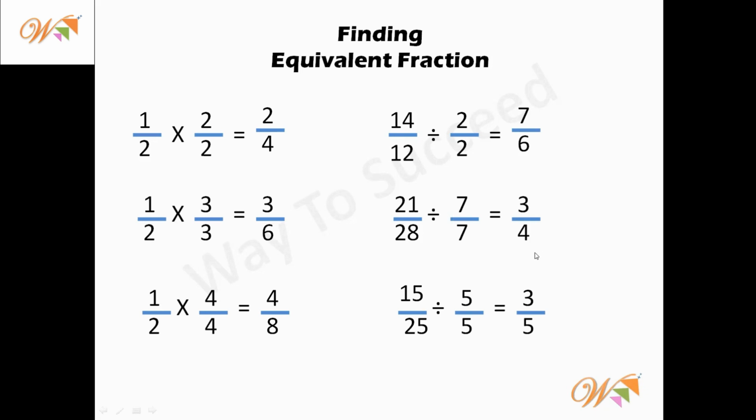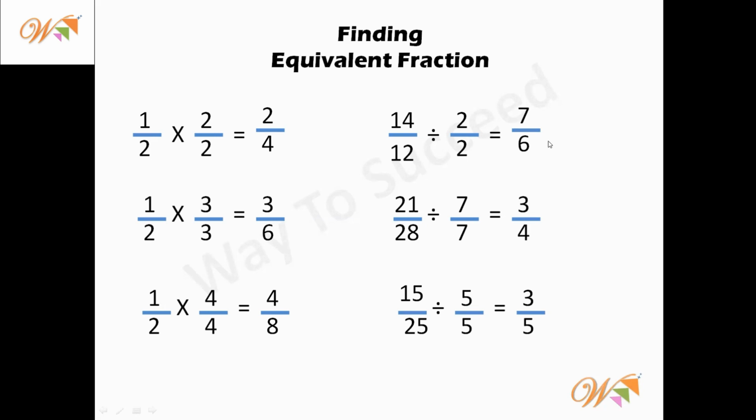Here I have 15/25. So I'm dividing 15 and 25 by 5/5. So I get the answer 3/5. So 15/25 is equivalent to 3/5. 21/28 is equivalent to 3 out of 4. 14/12 is equivalent to 7/6.